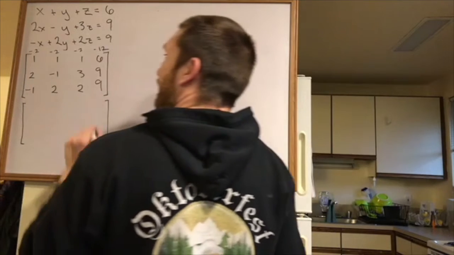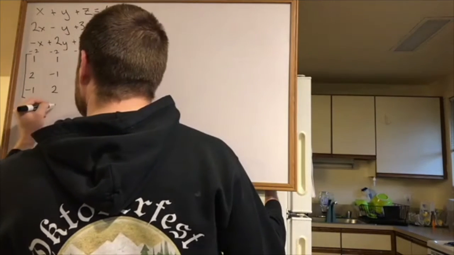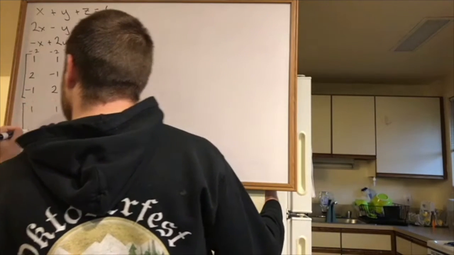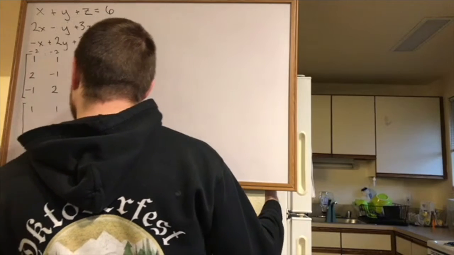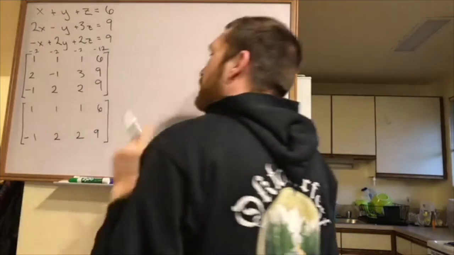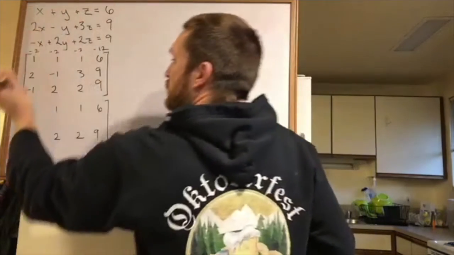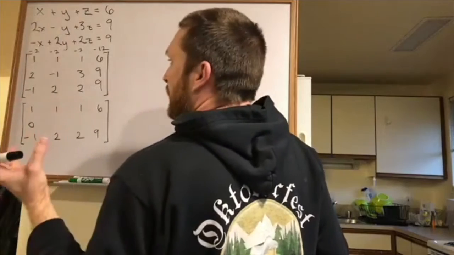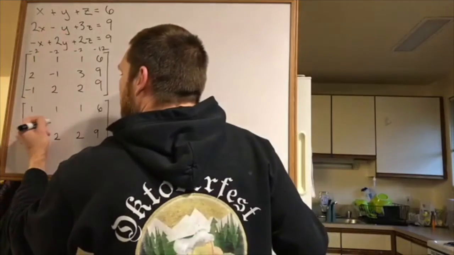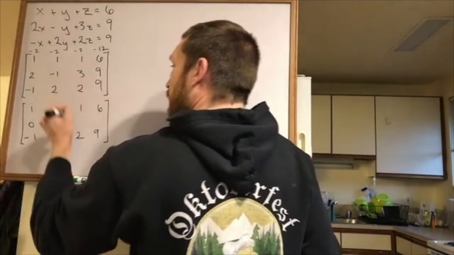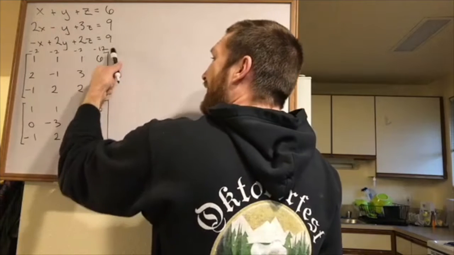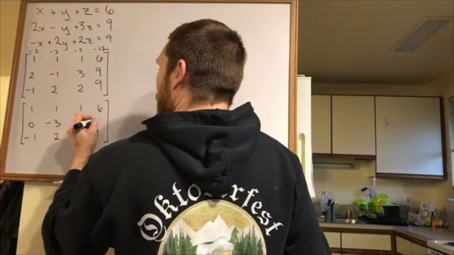Now, let's go ahead and add them. We're going to keep the top row, not changing that, not changing the bottom row. Okay, so negative 2 and 2 gives me 0, as expected. Negative 2 and 1 gives me a negative 3. Negative 2 and 3 gives me a positive 1. Negative 12 and 9 gives me a negative 3.